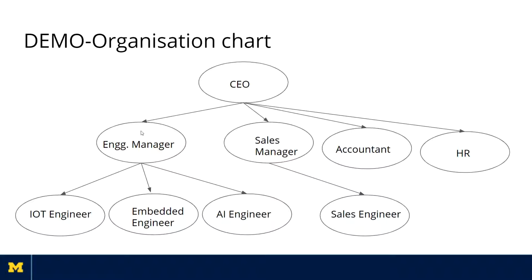There's a CEO and these four people, the two managers and one accountant and one HR. They report to the CEO, and there are three engineers who report to the engineering manager, and there's one sales engineer who reports to the sales manager. So the CEO and these two managers are examples of composites, while the rest of the nodes, the accountant, the HR, and all these four engineers, are examples of leaves.